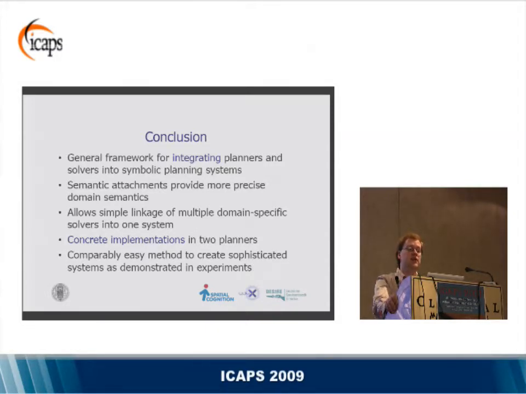Another interesting thing you can do with this is you can easily link together multiple domain-specific solutions in one planning system. So you could take a path planner of a robot and a manipulation planner, just put them together under one symbolic domain, and then you would have a planner which is able to plan a path to a certain location and then pick up an object.